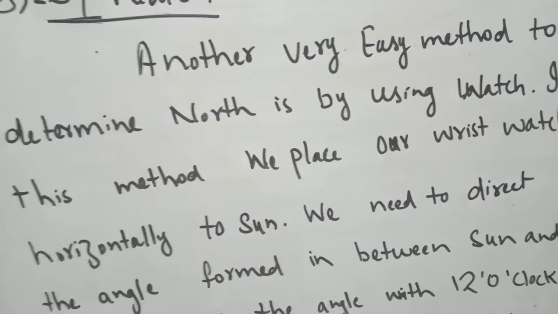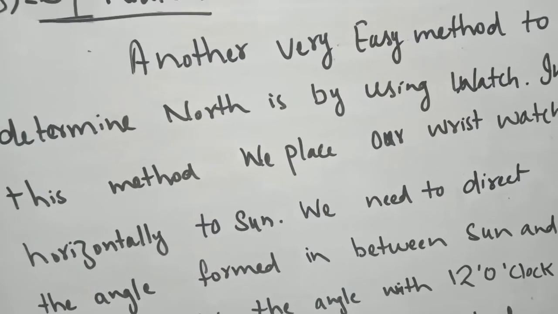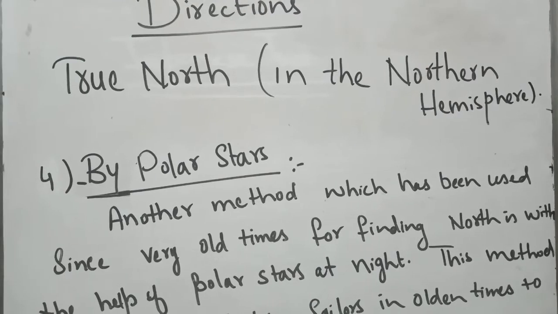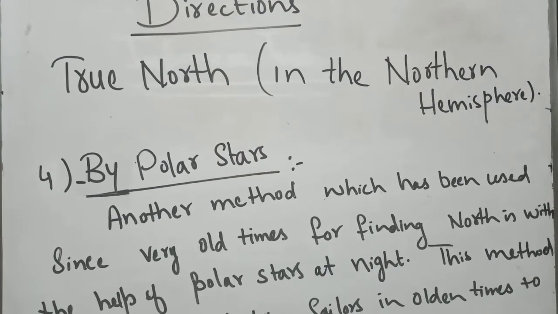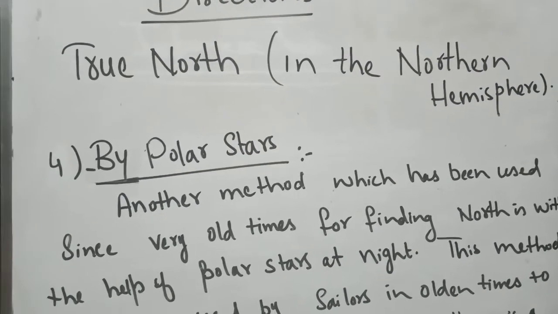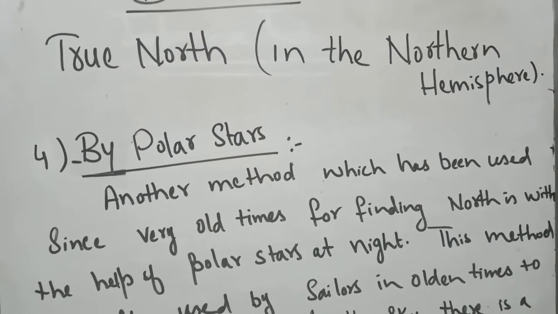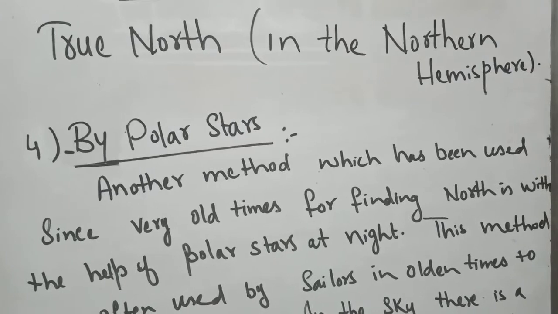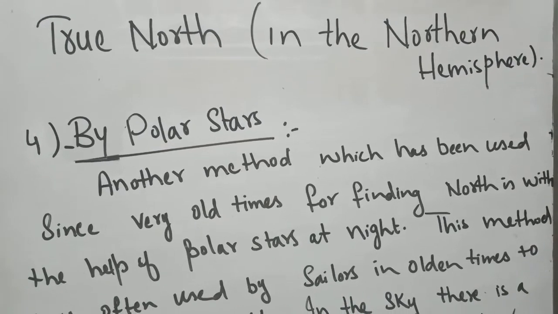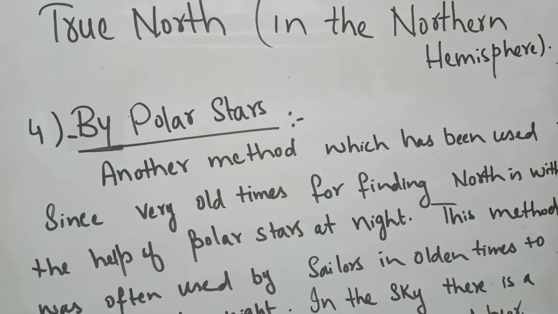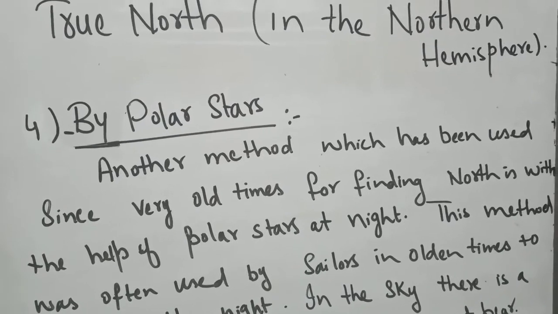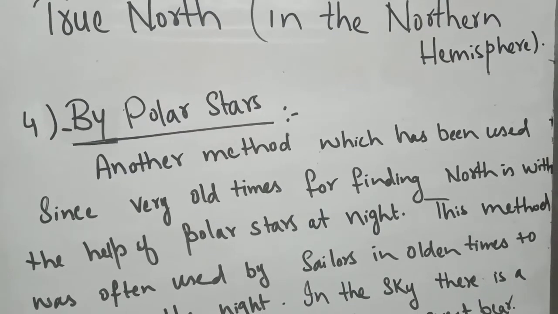Okay, so let's move on towards the fourth method, by the polar star. To determine the true north in the northern hemisphere, another method, the fourth method, is by the polar star. This method was very extensively and often used in the olden time period when there was a need to find out the true north.